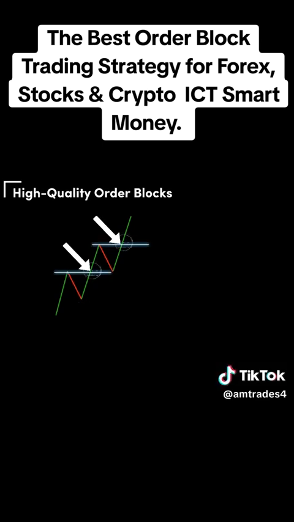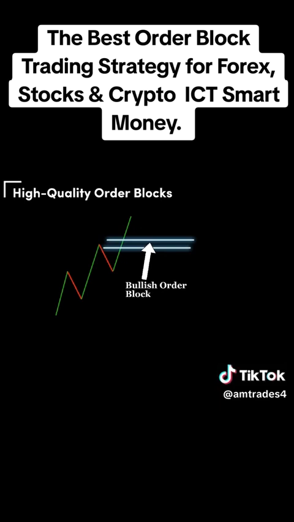Every time price breaks structure to the upside, it confirms that buyers are still in control and the trend is intact. Along this path, the bullish order blocks that form act as reliable reference points. When price pulls back into them, they often serve as launch pads for the next move higher.